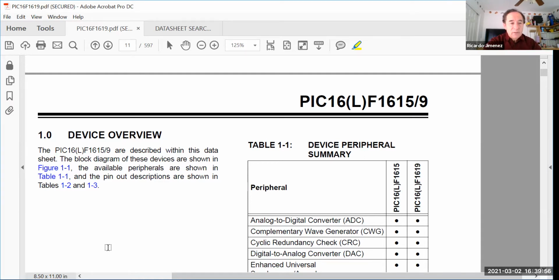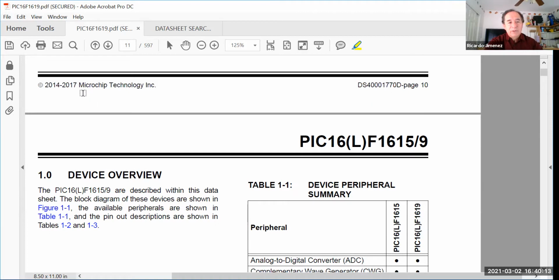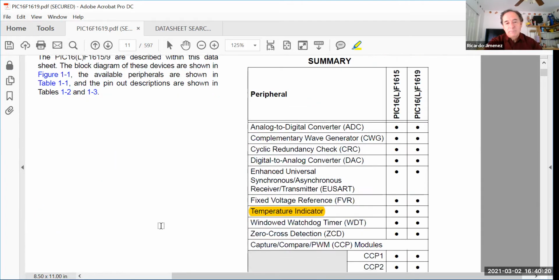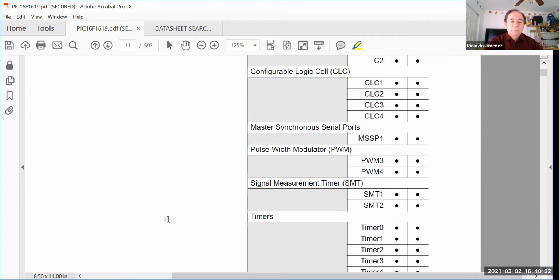I'm not responsible if you download it from other places, because other places might have a virus and your computer might crash. So only download it from Microchip Technology, from that site, microchip.com. Okay.